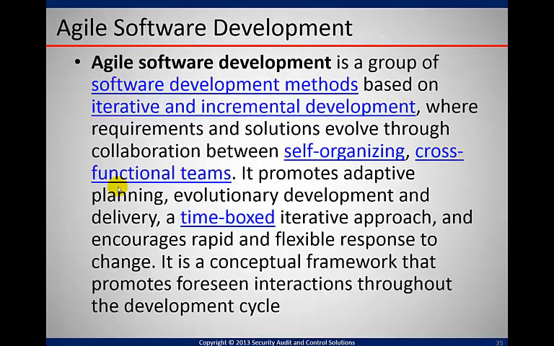Now, Agile software development is a group of software development methods based on iterative and incremental development, where requirements and solutions evolve through collaboration between self-organizing, cross-functional teams. It promotes adaptive planning, evolutionary development and delivery, a time-boxed iterative approach, and encourages rapid and flexible response to change. It is a conceptual framework that promotes foreseen interaction throughout the development cycle.